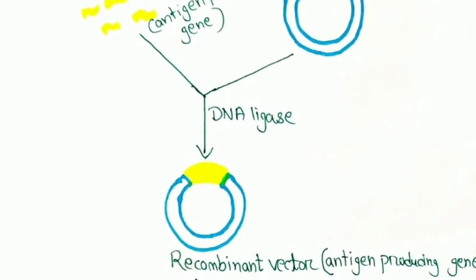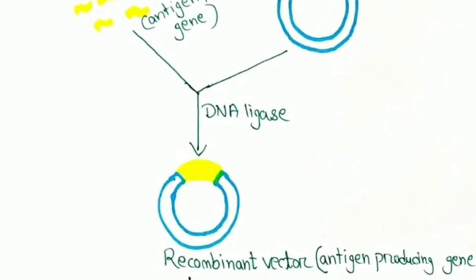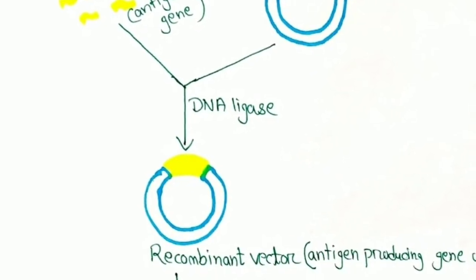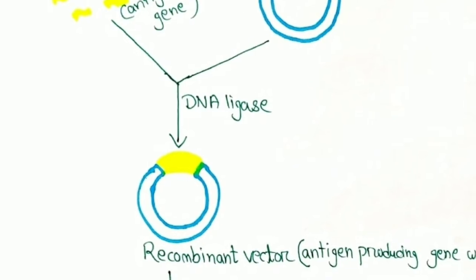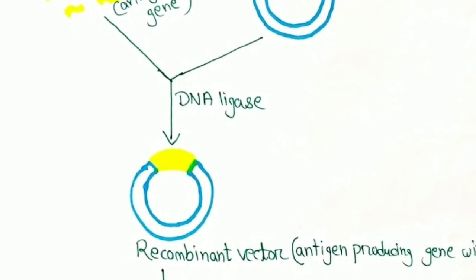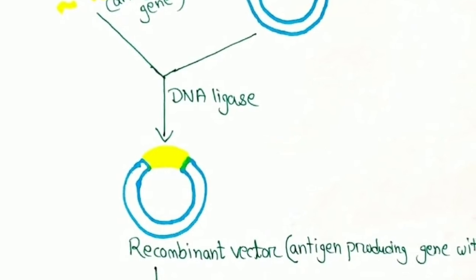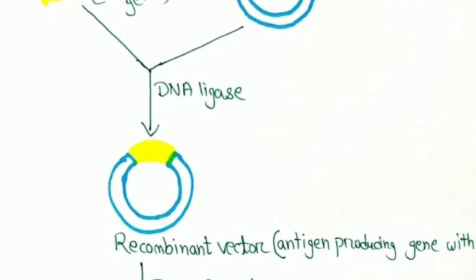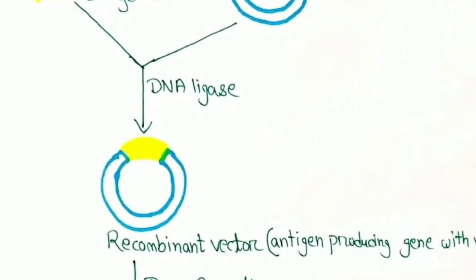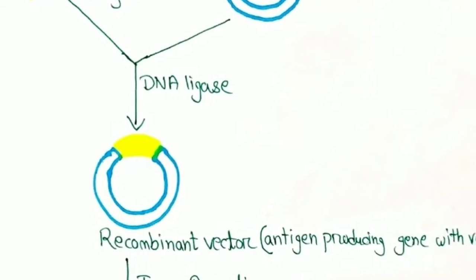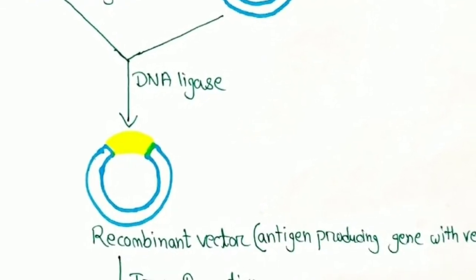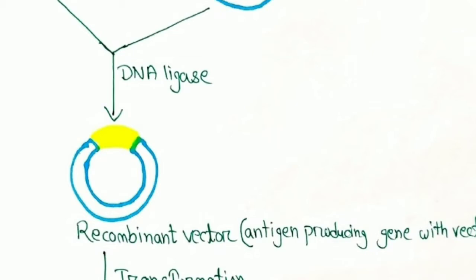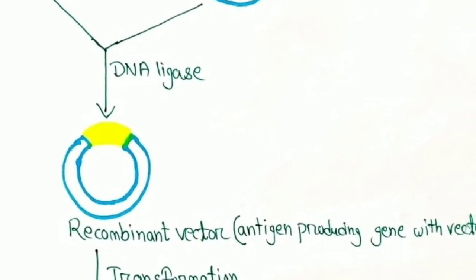Now after amplification, the fourth step is ligation. What is ligation? When the plasmid vector and the desired DNA fragments are cut by the same restriction enzyme, then using DNA ligase enzyme, those antigen producing genes, meaning those desired fragments, are ligated with the plasmid vector and form a recombinant gene. Both the antigen producing gene and the vector bind together and form a recombinant vector, which carries the antigen producing gene to produce vaccine.